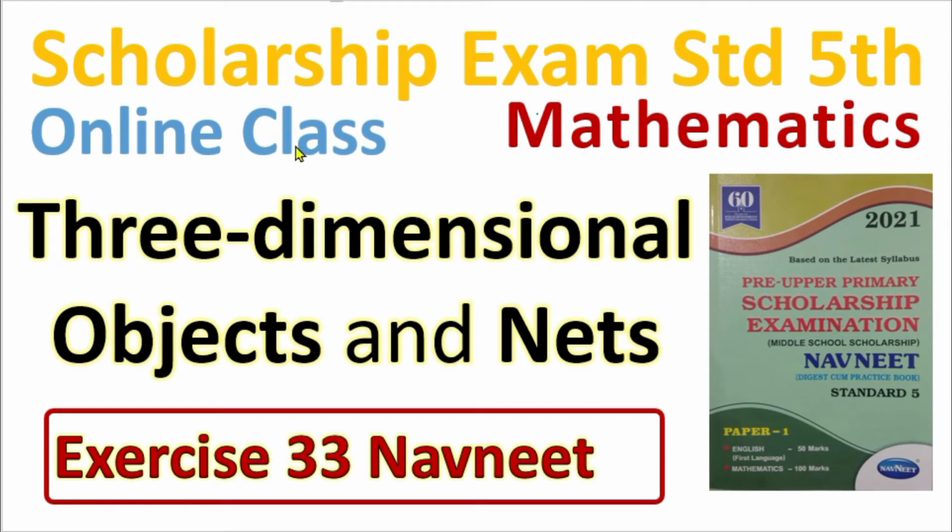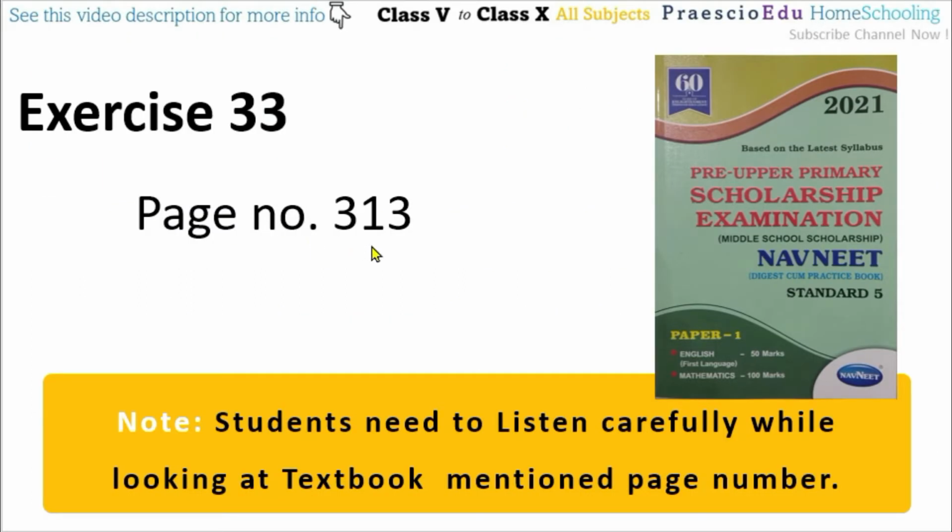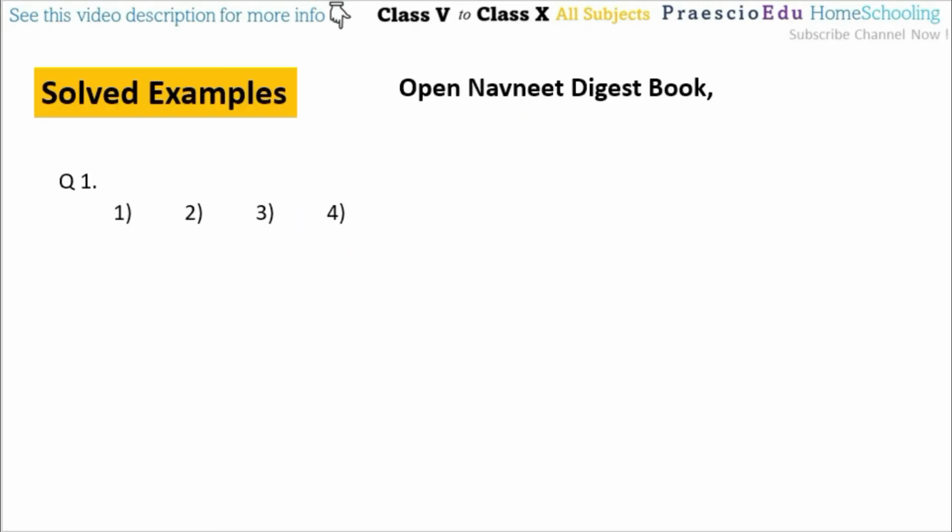This is Scholarship Exam Standard 5th online class, subject Mathematics, and the topic is three-dimensional objects and their nets. In this video we are going to see exercise 33, which is available in our Navneet Digest on page number 313. Before the exercise, there is one solved example on page number 313. The question is: if a cube is made by folding the given net, which number will not be adjacent to the number 2?